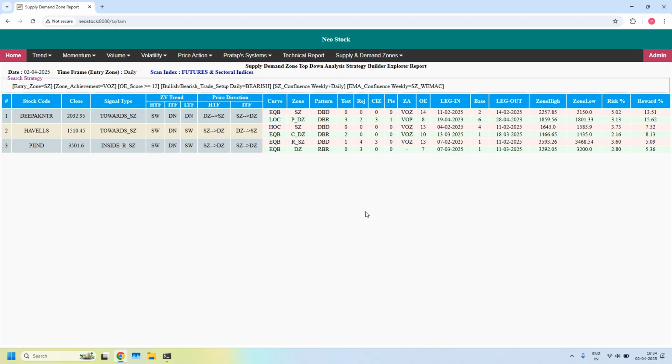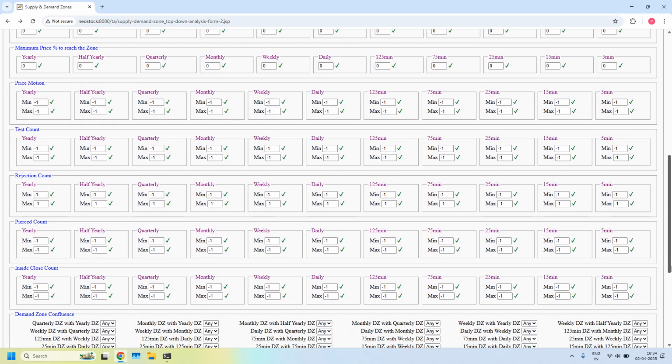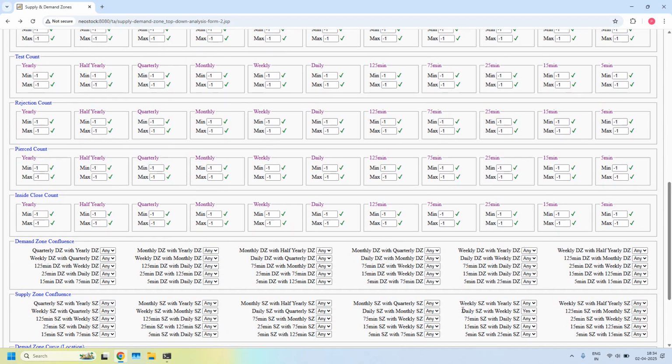Okay, next let us look into LTF, ITF, HTF supply zone confluence. Removing EMA filter. In the supply zone confluence, 3 filters we have to set. First filter is enabled. Next, daily with weekly supply zone confluence. And weekly supply zone with monthly supply zone confluence. Sorry, this is daily with monthly supply zone. This is weekly with monthly.